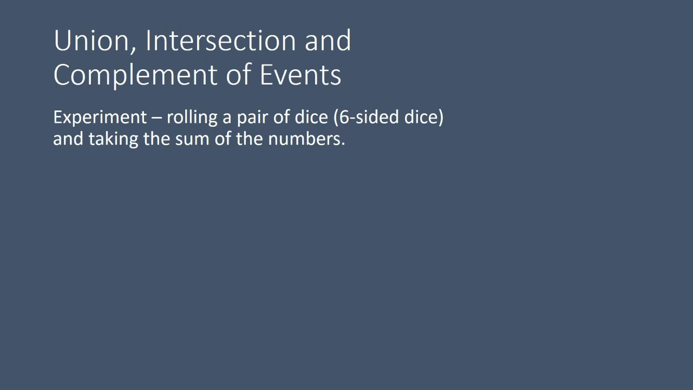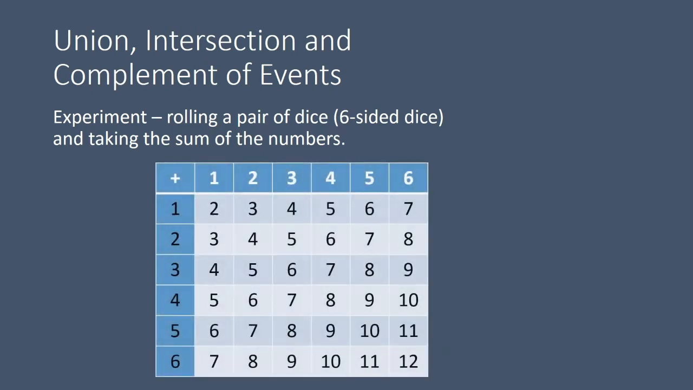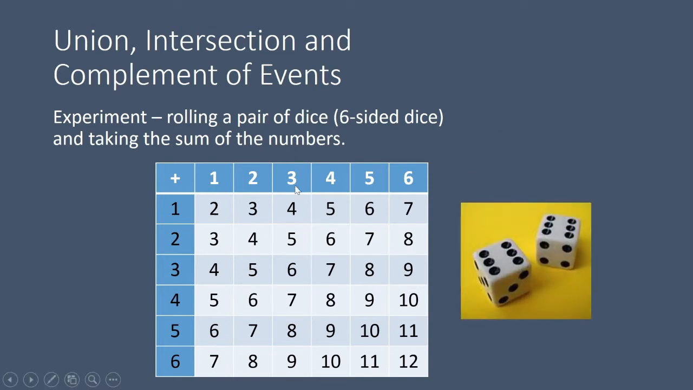So suppose our experiment is rolling a pair of dice, and then we shall take note of the sum of the numbers that appear. So this is the summary of what is taking place in this experiment. The numbers in the first row are the numbers in one die, and the numbers in this column would be the numbers in the second die. And our operation is addition. So the numbers inside our table would be the sum that appears when we roll a pair of dice. So this is how we interpret it.